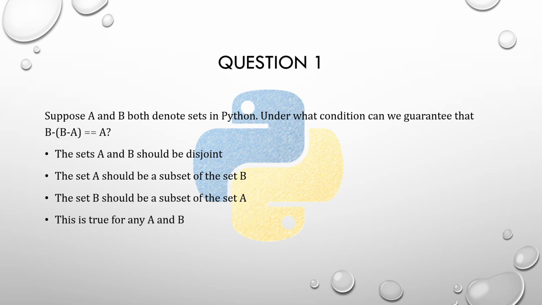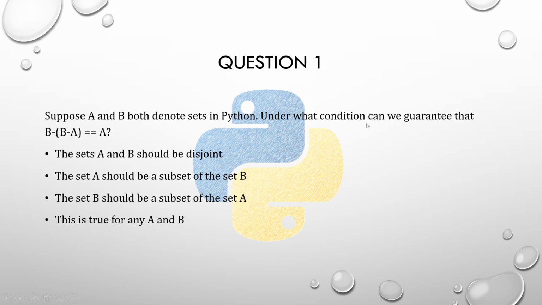Suppose A and B denote sets in Python, right? Under what condition can we guarantee that B minus A equal to A? I am telling you this once more: the double equal to means equivalent to, which is used for comparison. Single equal to is used for assignment. So we are comparing. In what case will this yield true? When we compare two things, we check whether the comparison is correct, whether it is true or false. So in what cases is it true?